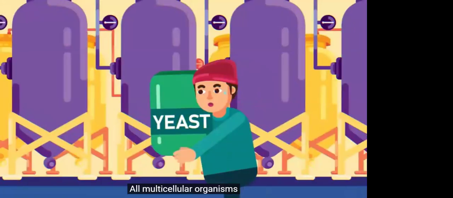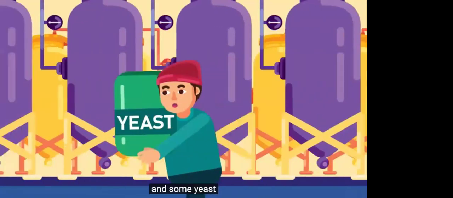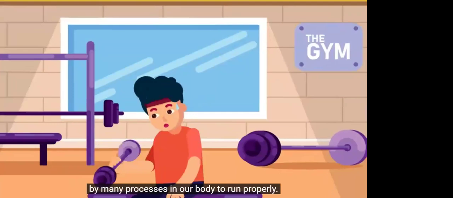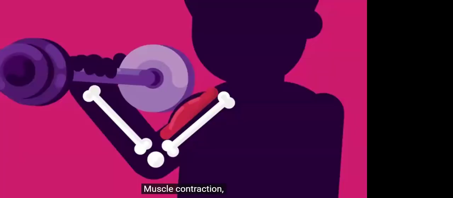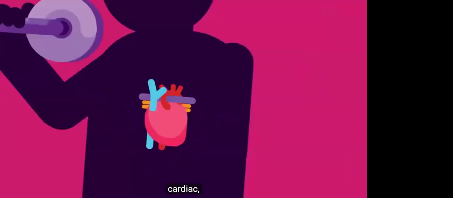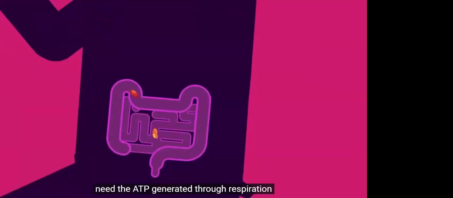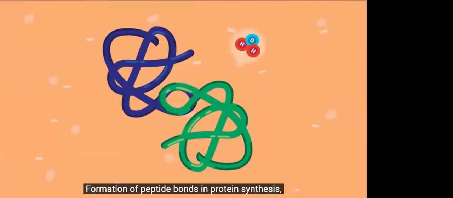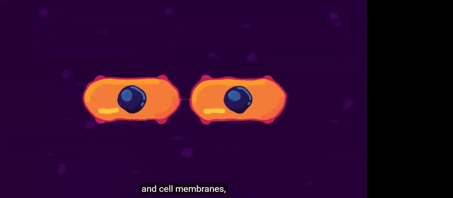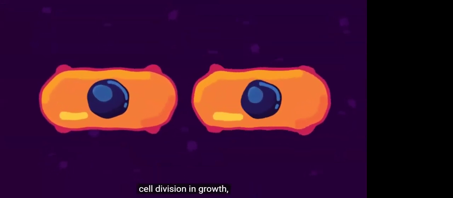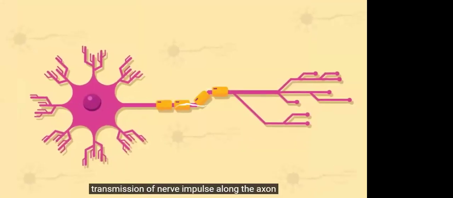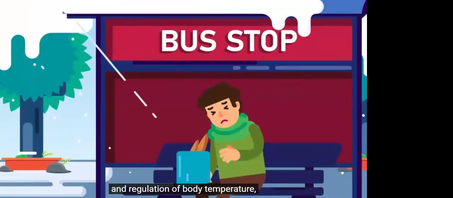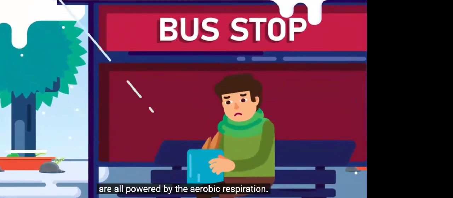All multicellular organisms and some yeast can carry out this type of respiration. Aerobic respiration is needed by many processes in our body to run properly. Muscle contraction, such as in limbs, cardiac, and peristaltic motion, needs the ATP generated through respiration as fuel. Formation of peptide bonds in protein synthesis, the synthesis of chromosomes and cell membranes, cell division in growth, transmission of nerve impulses along the axon by transporting sodium ions in and out of the membrane, and regulation of body temperature are all powered by aerobic respiration.